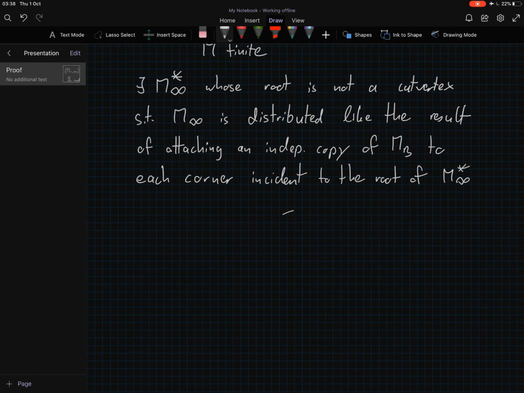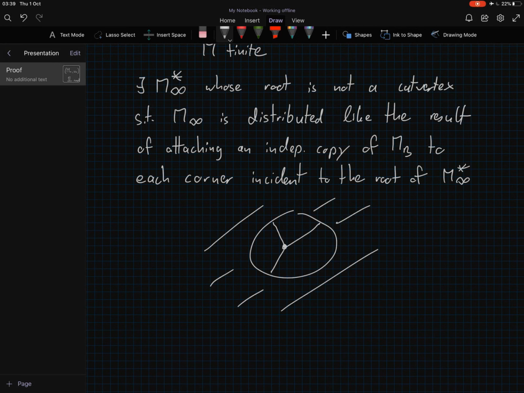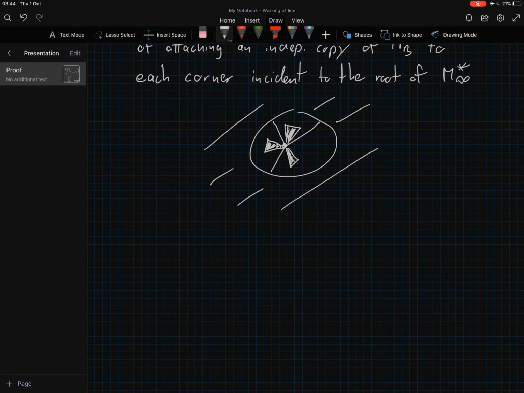So for example, if this depicts the local structure of M infinity star, then we attach independent copies of MB at each corner incident to the root. So the number of copies we attach is equal to the degree of the root of M infinity star. Now, why does such a map M infinity star exist?